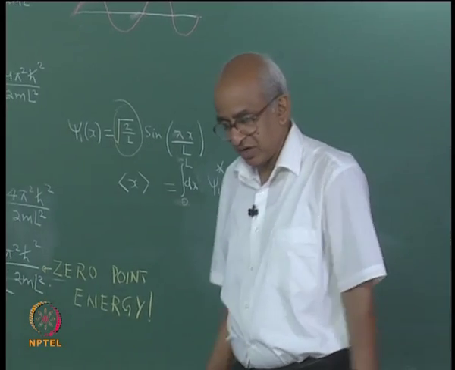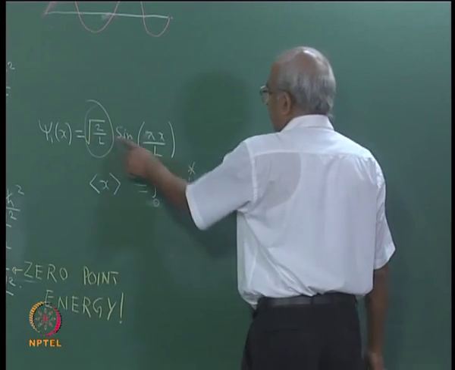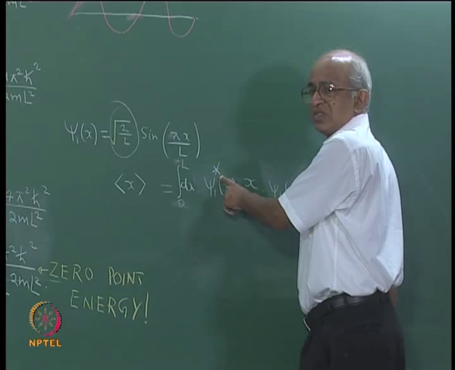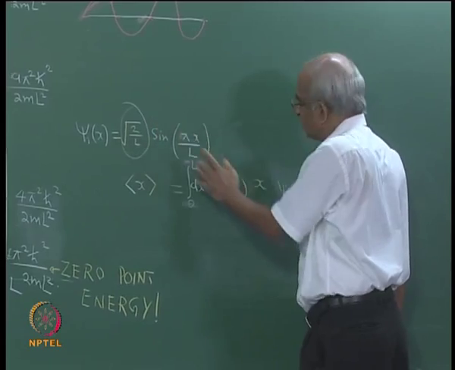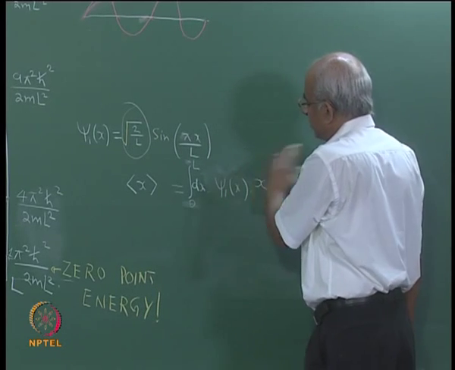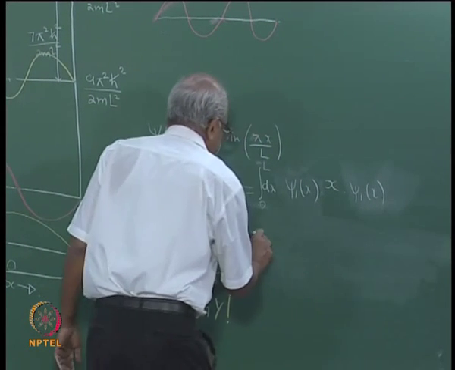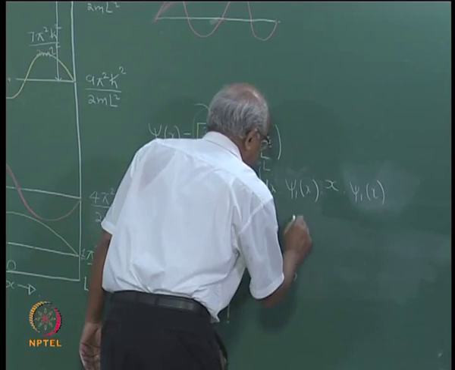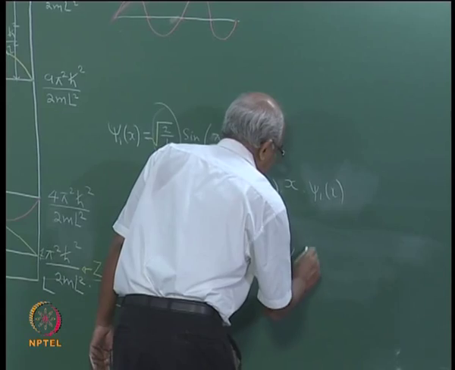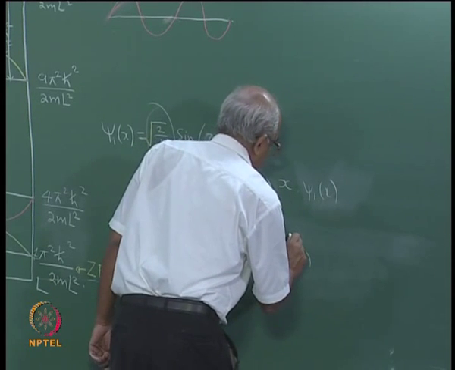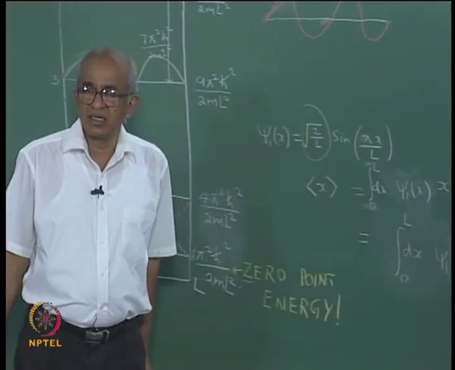So, this is the object that you have to evaluate, and even here you can make simplifications, because if you look at psi 1, taking the complex conjugate does not affect it, because it does not contain square root of minus 1. So, even that star can be removed, and therefore, after all these simplifications, what I have is the integral dx of psi 1 square of x into x.